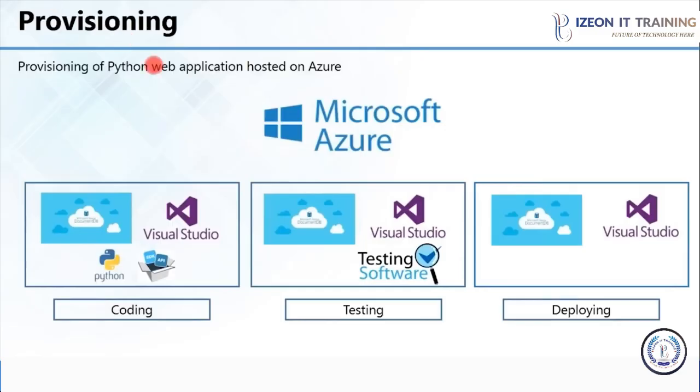Now, if I want to provision a Python web application that I'm hosting on Microsoft Azure, and Microsoft Azure is very similar to AWS, a cloud platform on which you can build all your applications. Let's say I'm developing a Python web application. For coding, I would need the Microsoft Azure document database, I would need Visual Studio, I would need to install Python also, and some kind of software development kit and different APIs for that.